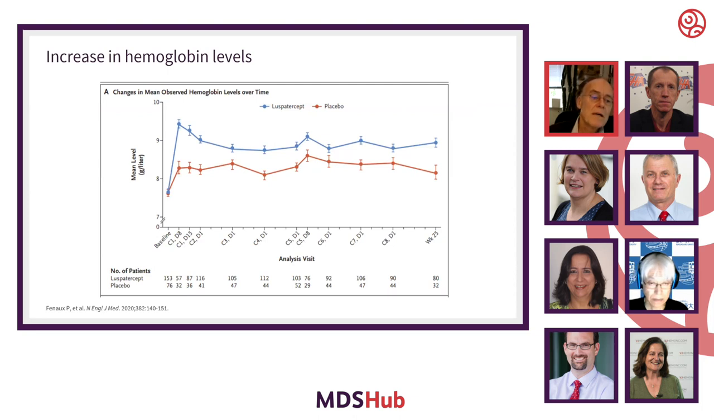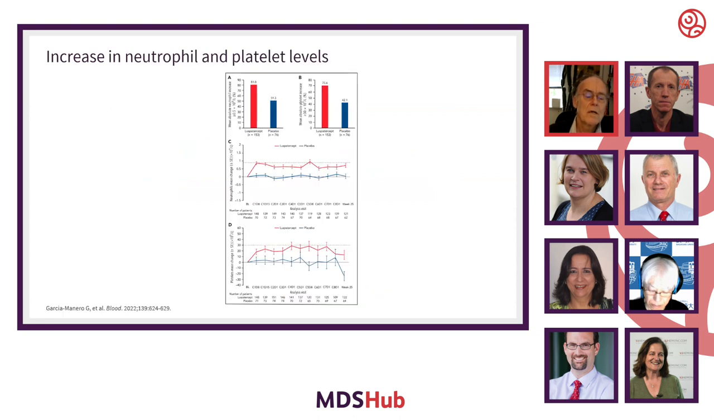So the mean increase of the hemoglobin levels over time. This is the control group, and here you see the luspatercept group. So the difference is very clear, very significant, and also relevant. Next. So in a later publication, in a letter to Blood from the same group, you can see that also the neutrophil counts improve during the treatment with luspatercept compared to the control group, and the platelet counts improve. And you can see this over time for the neutrophils here and for the platelets there.